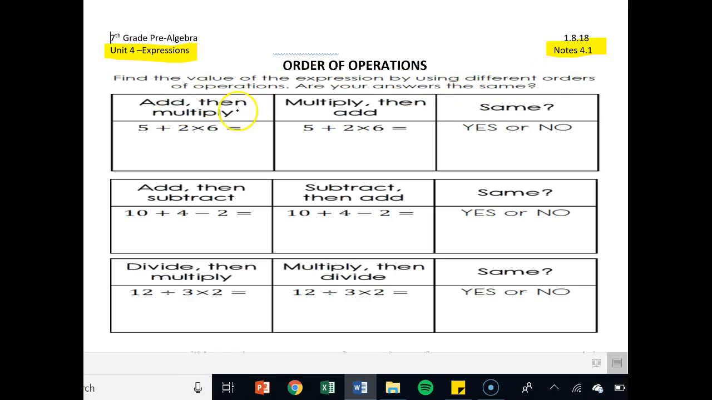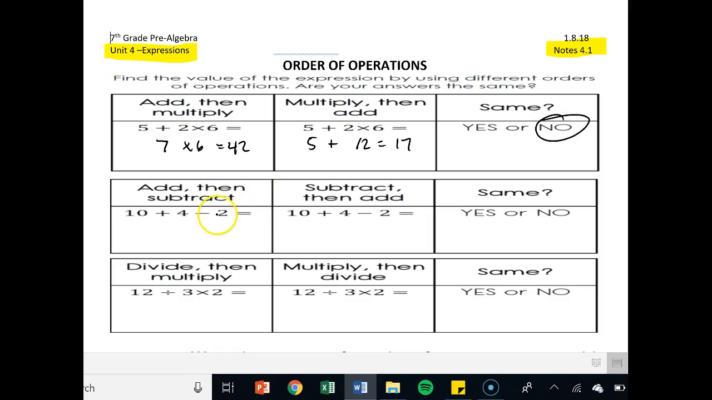So here we want to add and then multiply. So 5 plus 2 is 7, and then 7 times 6 is 42. Here you want to multiply, then add. So 2 times 6 is 12. 5 plus 12 is 17. So are they the same? No, no way are they.